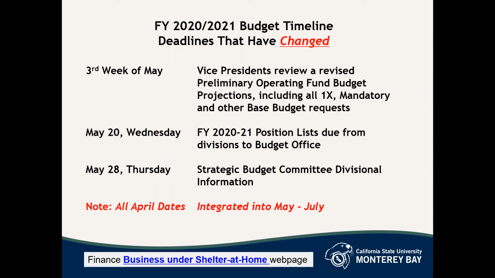The third week of May, the VPs will start reviewing what's come in, any budget requests and that kind of thing. Though, as we said, we expect everything to be flat, except for mandatory type costs. That being said, the VPs will do their review. We'll get 2021 position lists May 20th. We expect that to come into the budget office, and then information will flow to the Strategic Budget Committee at the end of the month.